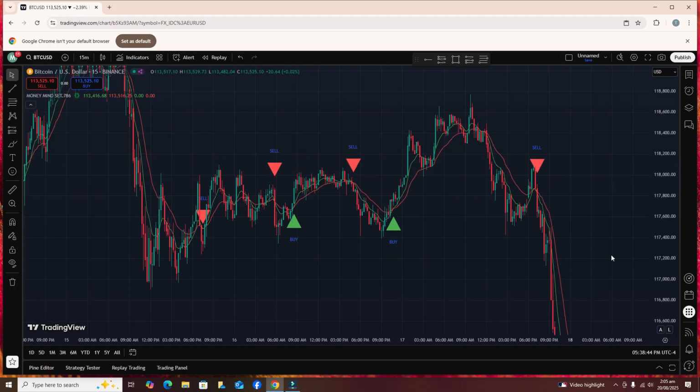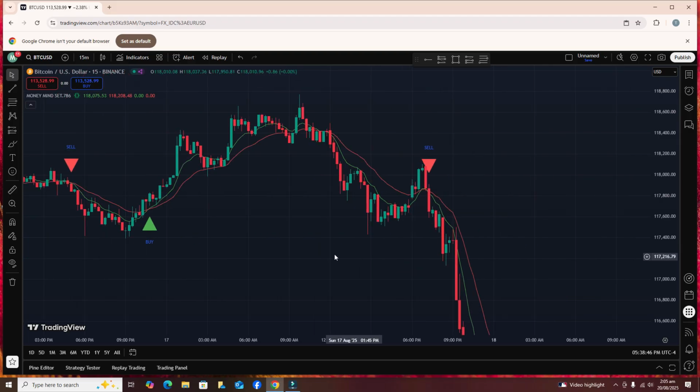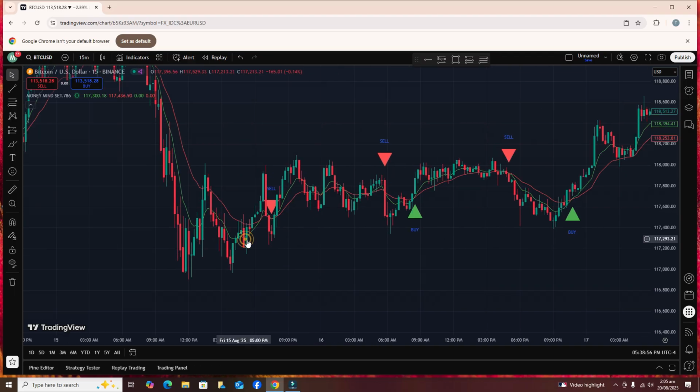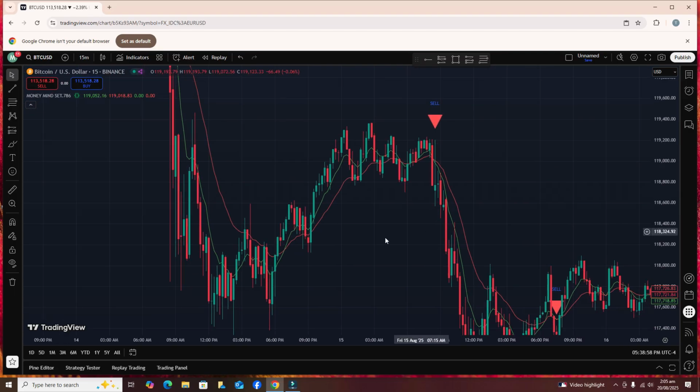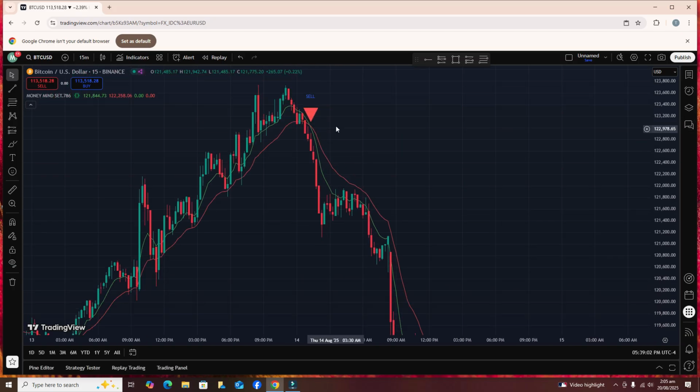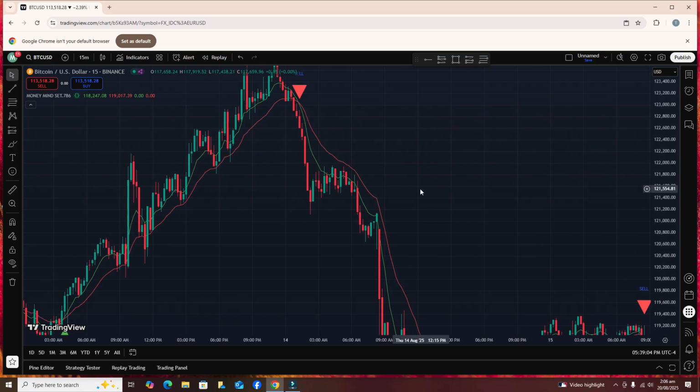This concept is very clear: when the green line crosses above the red line, it is a buy signal, and when the green line crosses below the red line, the sell signal is showing on your screen. Here is a sell signal, and a profitable signal.